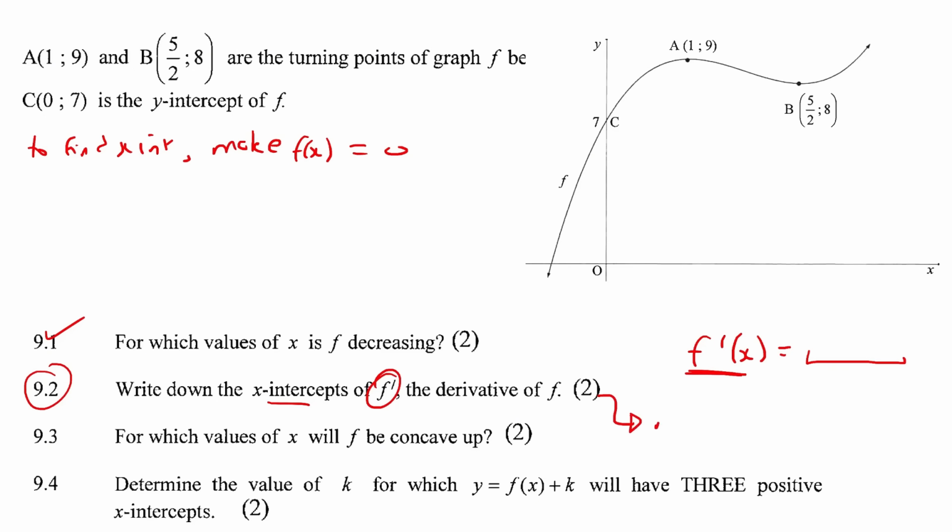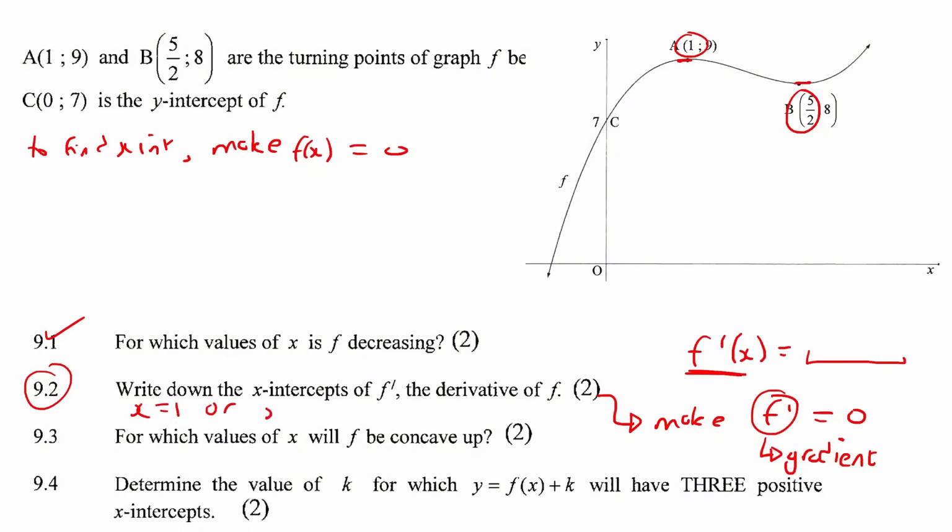Okay, but so we make it 0. But now what is this? This stands for gradient. So where on the graph is the gradient 0? Well, that would be at the turning points themselves. And so what are the x values at those points? 1 and 5 over 2. So those would be the x-intercepts of this function. Okay, I hope that makes sense. So you'd say x equals 1 or x equals 5 over 2. But because it's the intercepts, we should probably give the exact points: 1 and 0, and then 5 over 2 and 0.